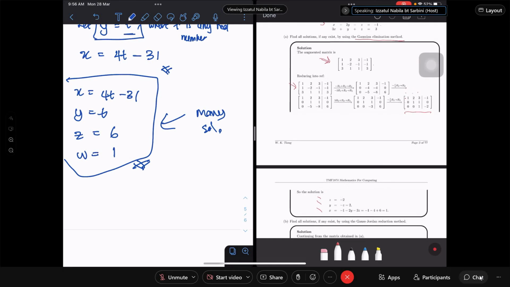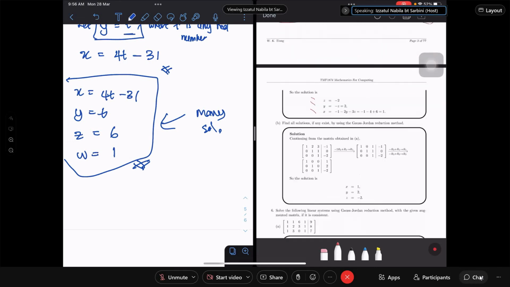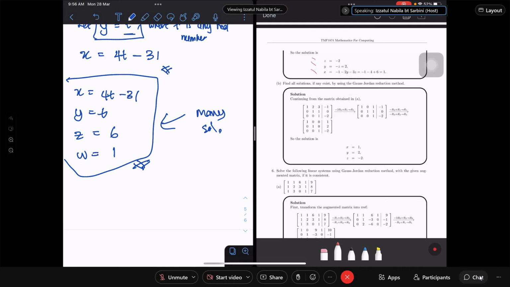The most important part is you need to practice how to do a reduction. I cannot teach you one by one because different systems have different operations. So you have to do a lot of practice, okay? To do the operation, choose the operations and so on. Okay? Alright, now find all solutions by using Gauss-Jordan reduction.